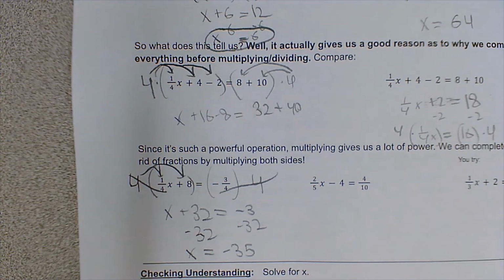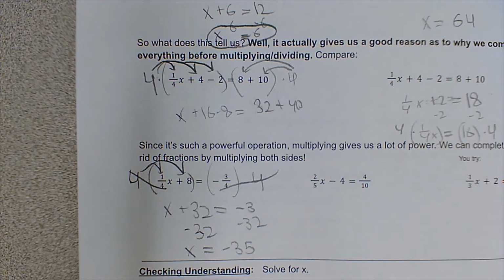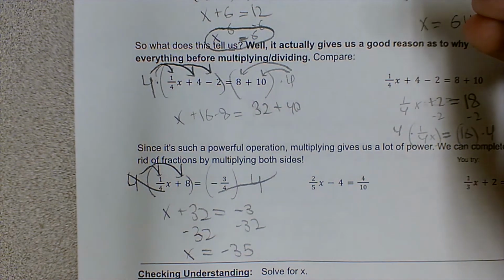If I hadn't multiplied both sides by 4, I would have had to deal with those fractions, and I don't really want to do that. The biggest tool for multiplication is to deal with fractions. Okay, I have another example here.